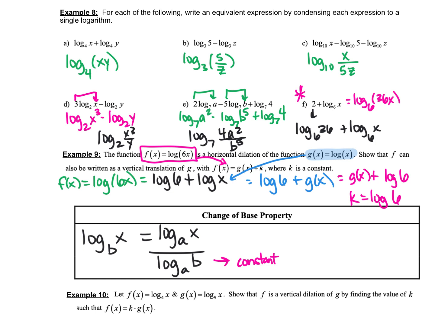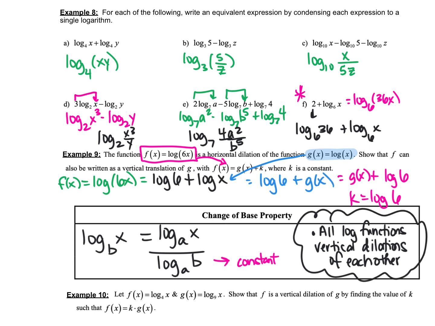Because of that, what has happened is that we can take any log function, all right? All log functions, all right? Because that's a constant. It's a number in front of that other logarithm. It is a vertical dilation. Okay, and that's just kind of a cool coincidence that happens because of change of base. I'm going to show you how that works here in just 1 second. Okay.